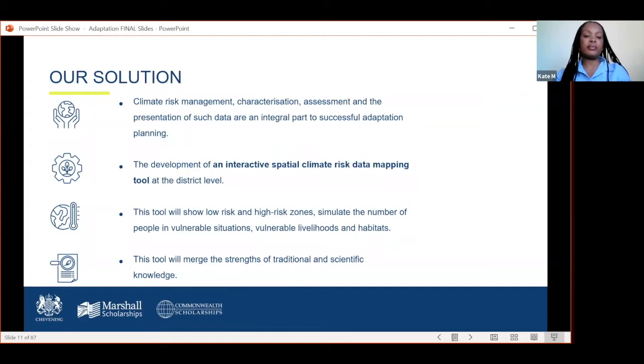So what will this tool do? This tool is going to showcase low risk and high risk zones. It is going to allow for the simulation of the number of not only people that are in vulnerable situations, but also vulnerable livelihoods and vulnerable habitats and ecosystems. This tool is not going to rely only on scientific knowledge, it is also going to draw from the strength of traditional or indigenous knowledge to strengthen the tool even further. Can I have the next slide, please?